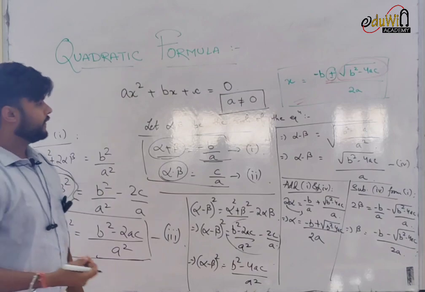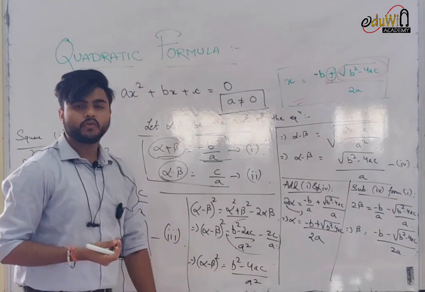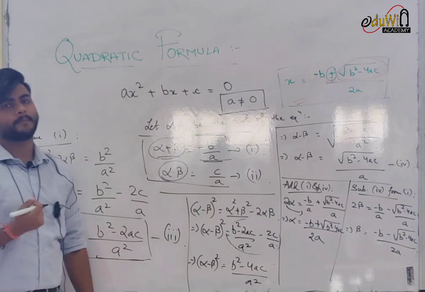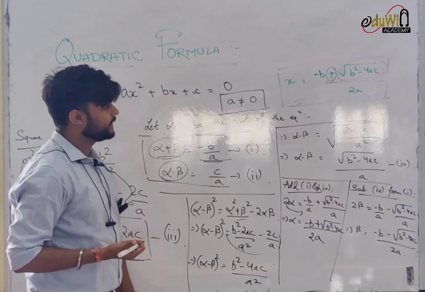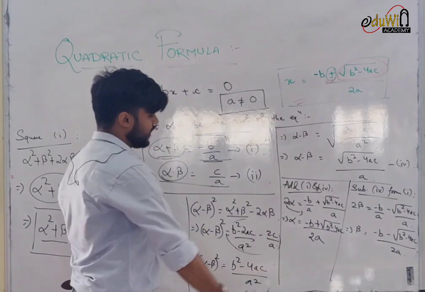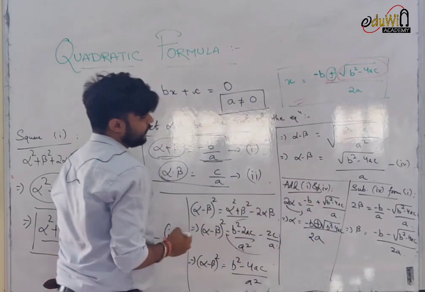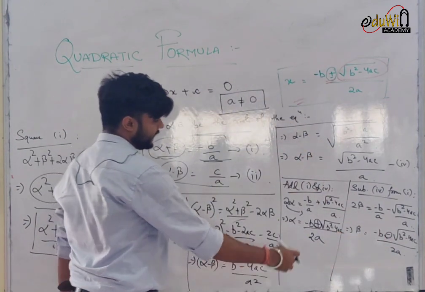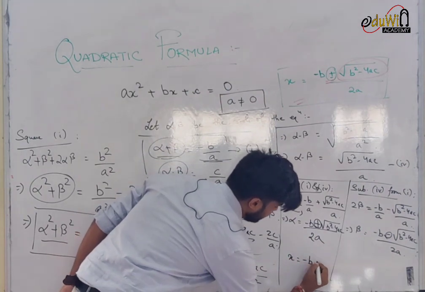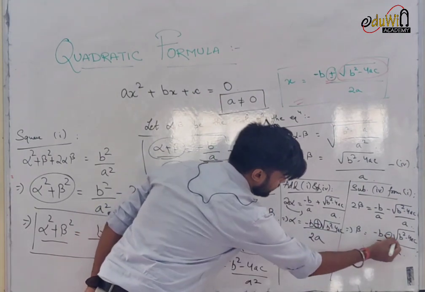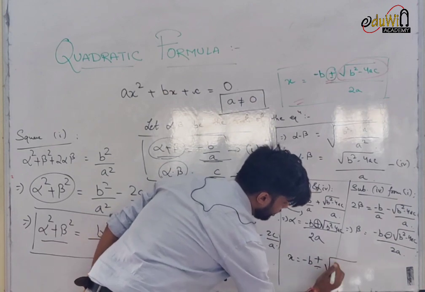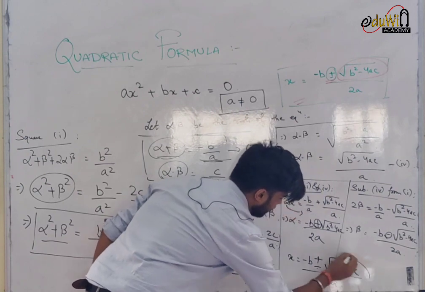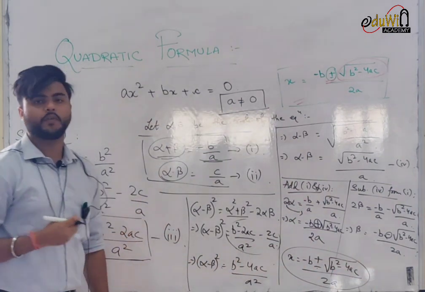Now we got the formula for finding the roots of a general quadratic equation, and you also got the knowledge of what this plus and minus is. Plus is the root for one and minus is the other root. That's why x equals minus b plus minus, plus from here, minus from here, root over of b square minus 4ac by 2a. This is the general quadratic formula.